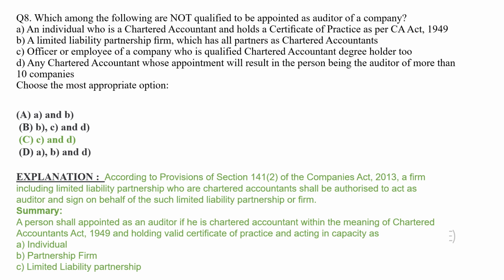So a person shall be appointed as an auditor if he is a chartered accountant within the meaning of Chartered Accountants Act 1949 and holding valid certificate of practice and acting in the capacity of an individual, partnership firm or limited liability partnership. So all these three, that is individual, partnership firm and limited liability partnership, can be appointed as an auditor if they hold the valid certificate of practice.